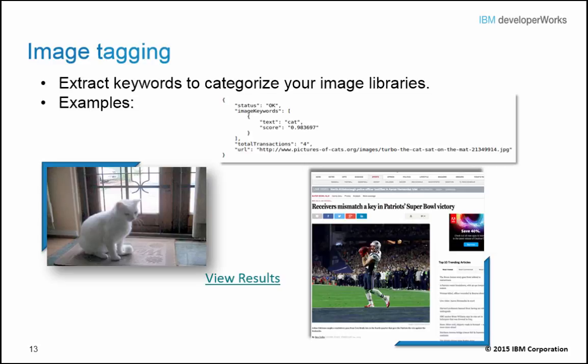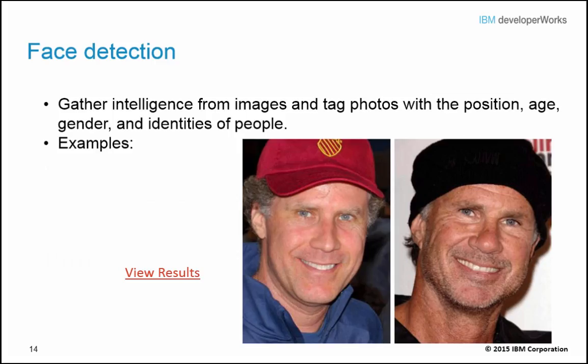Image Tagging API extracts keywords to categorize your images with a confidence score. Click on View Results for the image shown here. The image is tagged as a person playing football sport with the confidence scores for each identification. Face Detection API can analyze images and tag them accurately, giving the age, gender, position, and identities of people. Click on View Results to see the detailed analysis of the tagged photos.